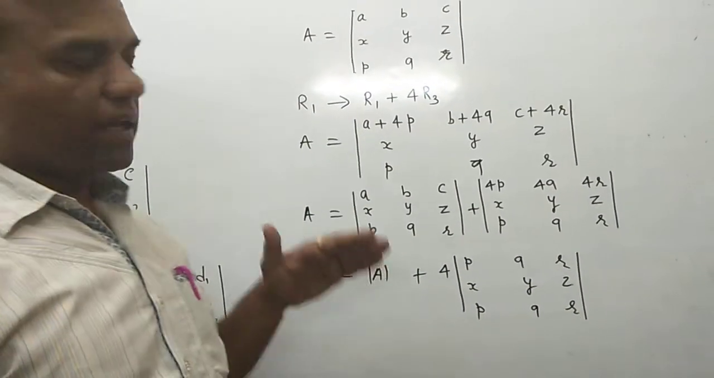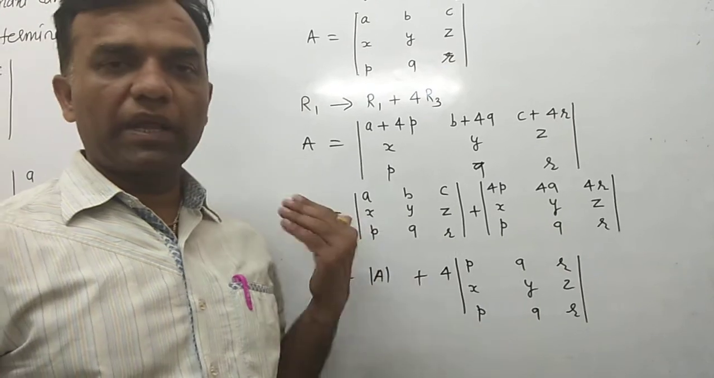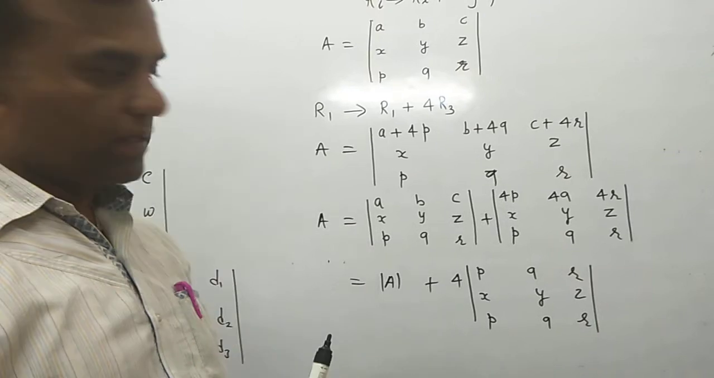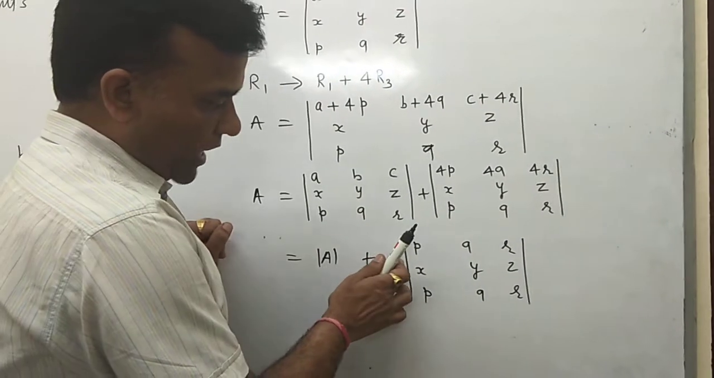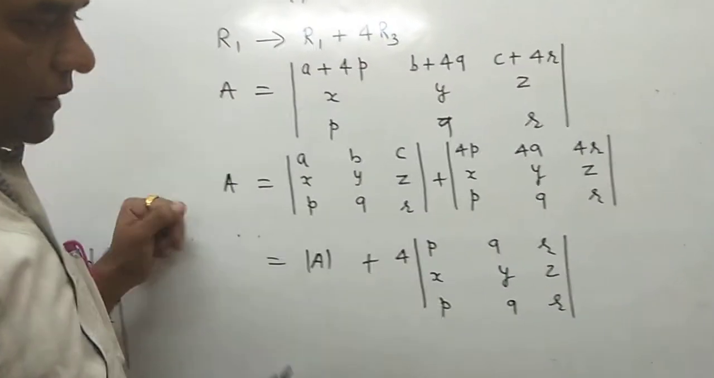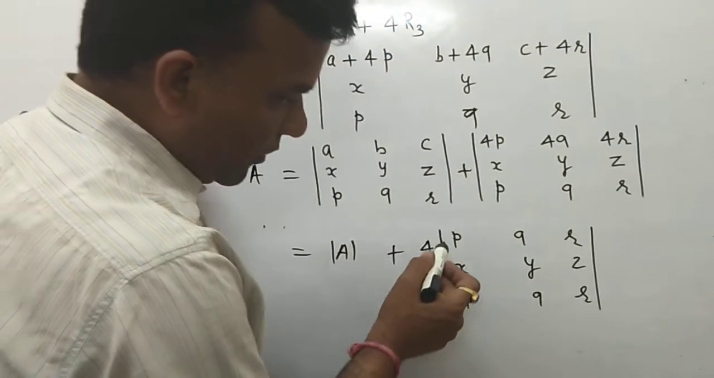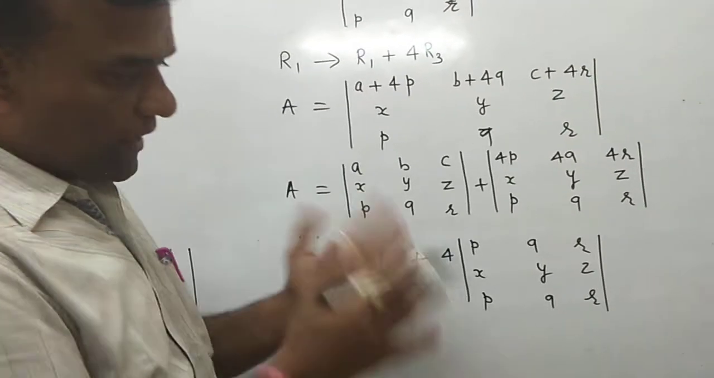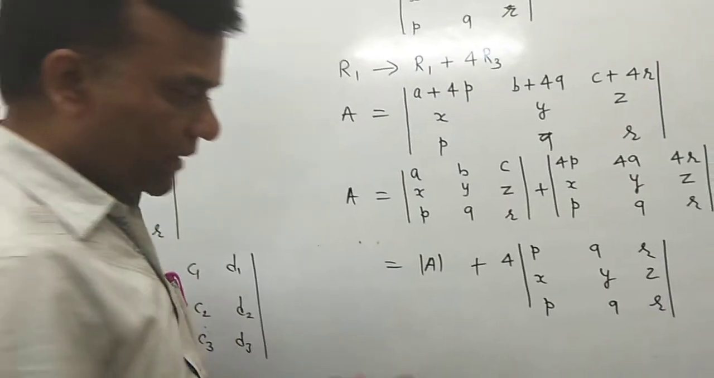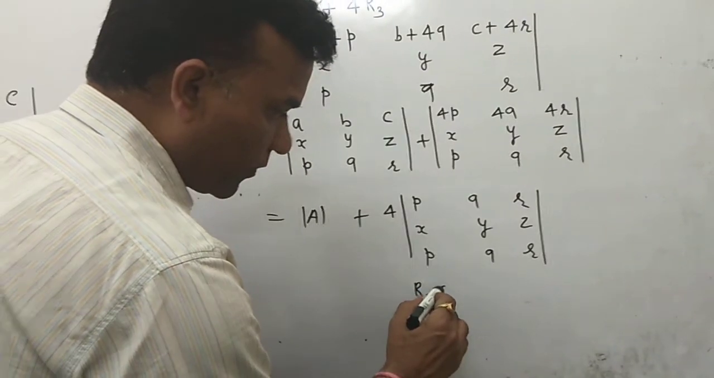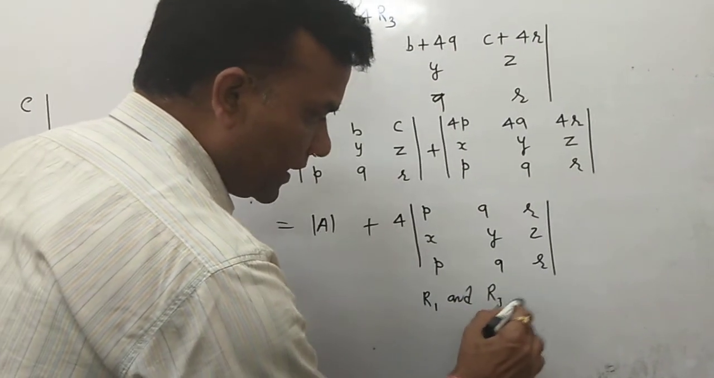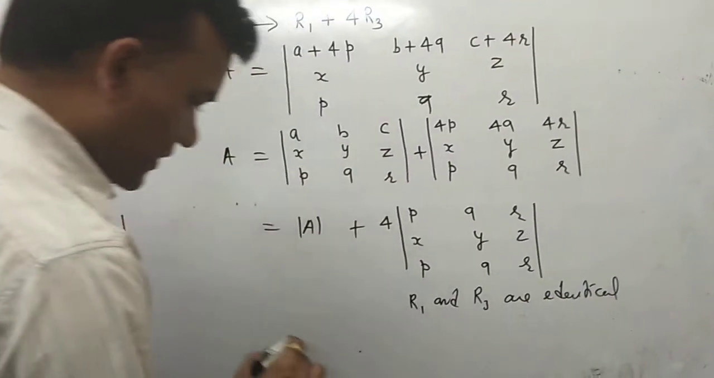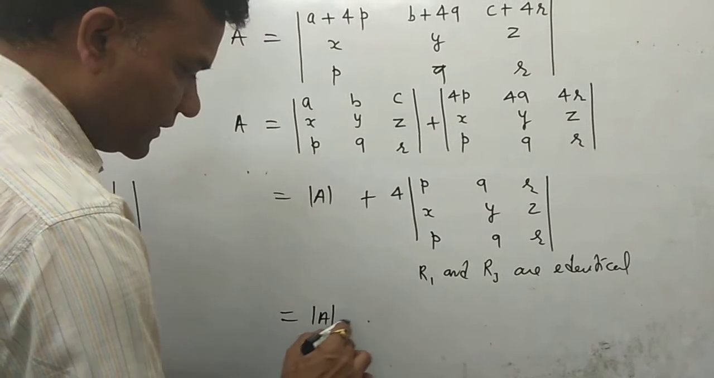In a determinant, any constant multiplier or scalar value that is common row-wise or column-wise, you take outside. So you take 4 outside because this common value is in R1. Now here R1 and R3 have corresponding elements that are the same, which means they are identical. So you write down the property here: R1 and R3 are identical. And what do you mean by identical?